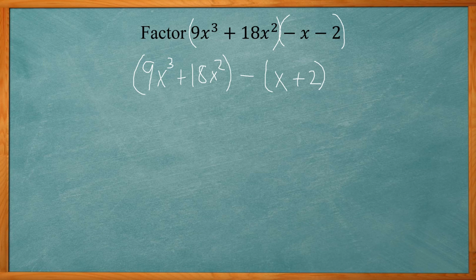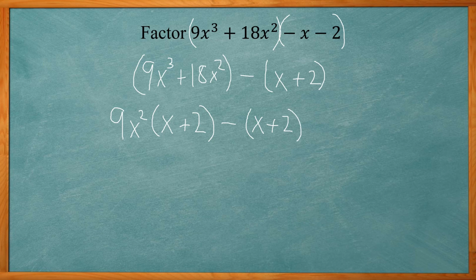Now in this first group, I want to see what's the greatest common factor here. So the greatest factor between 9 and 18 is 9. And between x to the third and x to the second is going to be x to the second power. It's going to leave me x here, to give me my x to the third. And I'm going to need times 2 here. And I don't need any more x's, so just 2. Over here, x plus 2, there's nothing to factor, so that stays x plus 2.